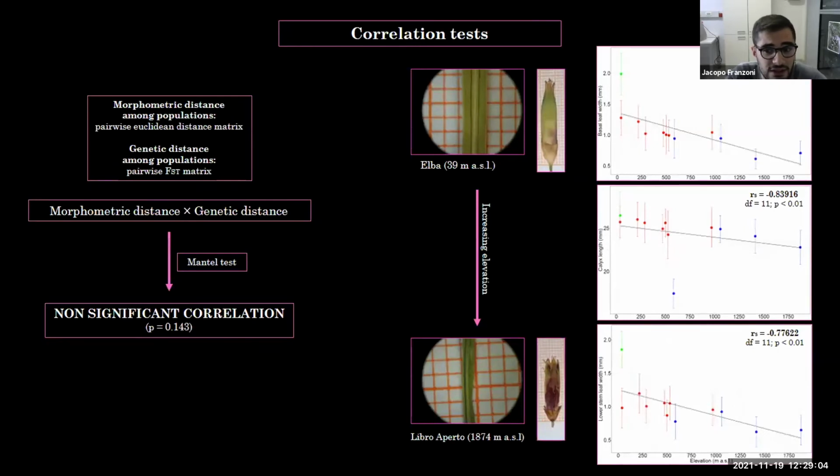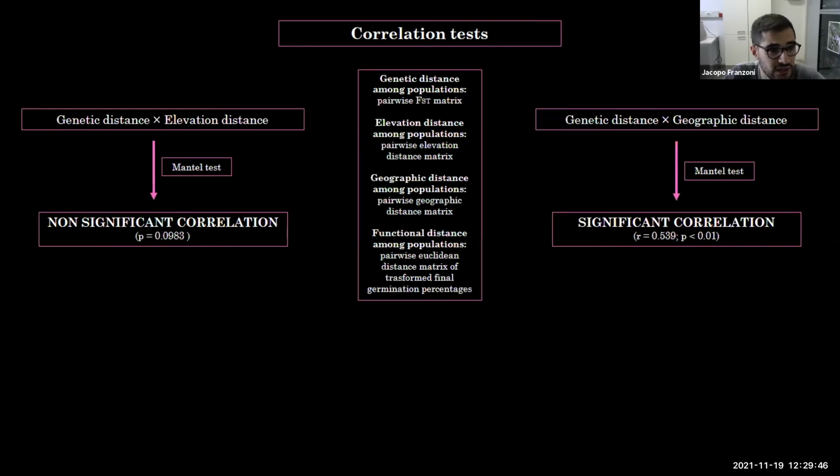Mantel tests show that morphometric variation is not statistically correlated with the genetic fixation among populations. Meanwhile, according to Spearman correlation tests, 3 variables are negatively and significantly correlated with the increase in elevation. These variables are the width of basal and lower stem leaves, the first and the third graph from the top, and the calyx length. Plants have thinner leaves and shorter calyxes at increasing elevation. On the contrary, the genetic distance is not correlated with elevation, but it is significantly correlated with the geographic distance.